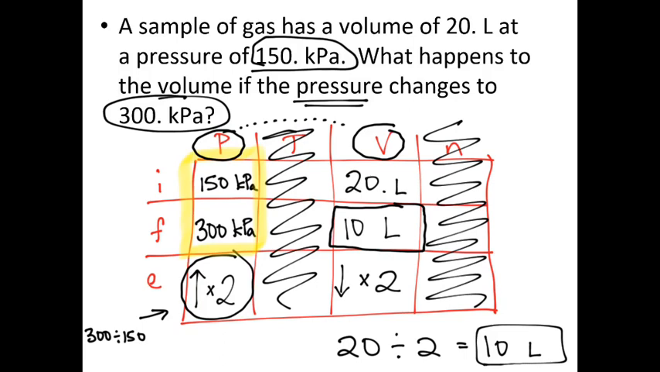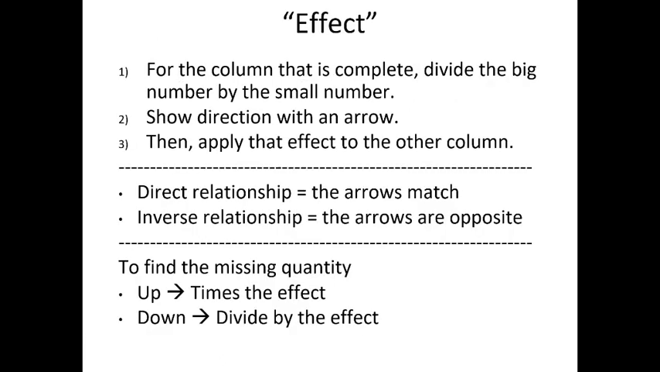All right, let's go back and review like a list of steps. If you like a list of steps, you don't have to copy these at all, but I'll have these up here just for anybody who wants to check this out. So first of all, the effect. That was the last row we filled in. For the column that is complete, that's where we had both the pressures, the 150 and the 300 in the column. We divide the big number by the small number, show direction with an arrow, then apply that effect to the other column.